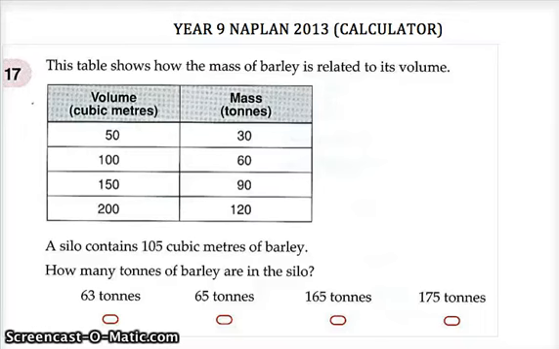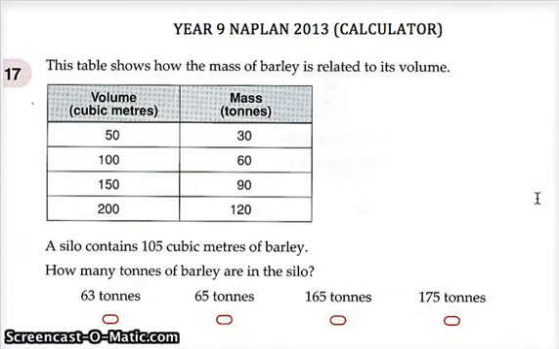Now for question 17 of the 2013 calculator paper. This table shows how the mass of barley is related to its volume. So we've got the mass in this column and the volume in this column. For example, if the mass is 30 tonnes, the volume is 50 cubic metres. Or if the mass is 60 tonnes, the volume is 100 cubic metres.